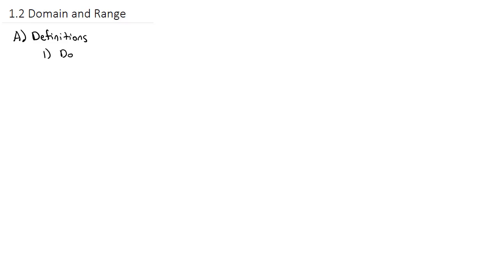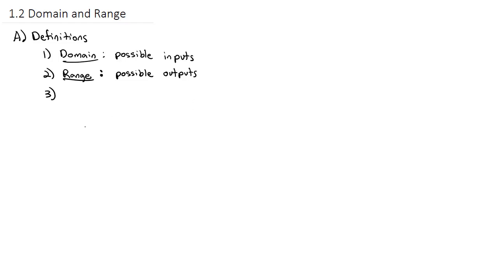First definition is going to be domain. The definition of domain is simply all the possible inputs into the function. The second word we're going to define is range. Range is all the possible outputs of a function.